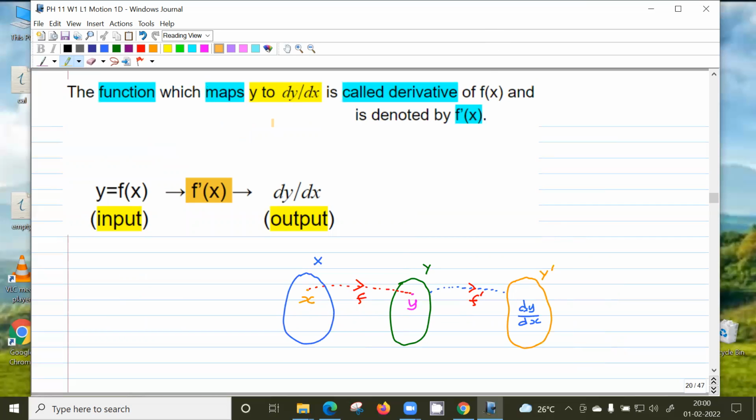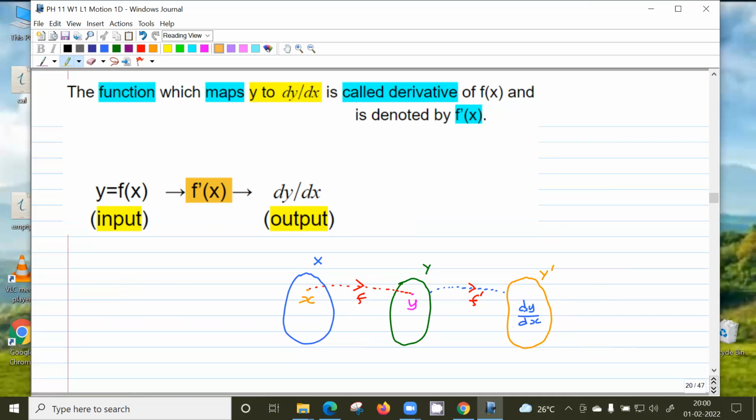Okay, and this delta y by delta x, when this delta x is becoming very small, it's called dy by dx. If you change x by small amount dx, corresponding change in y will be dy. And this ratio dy by dx is called derivative of f of x, and it's denoted by f dash x.